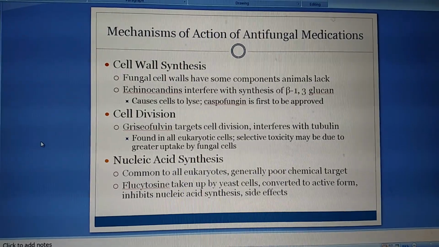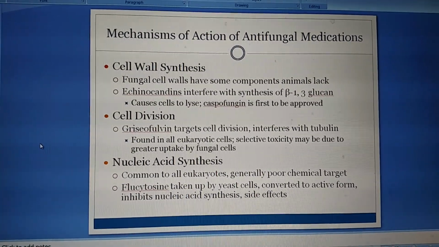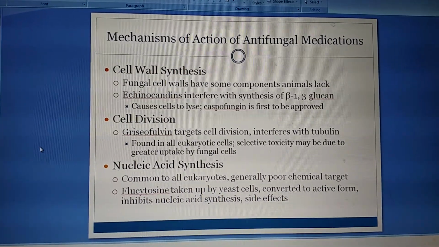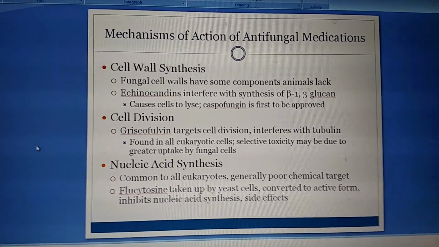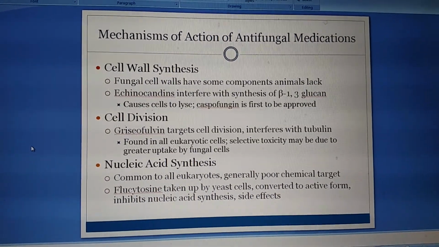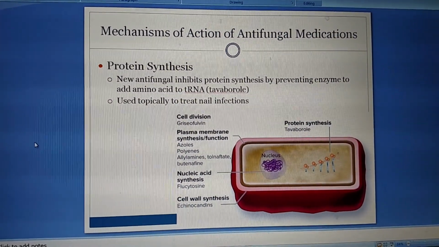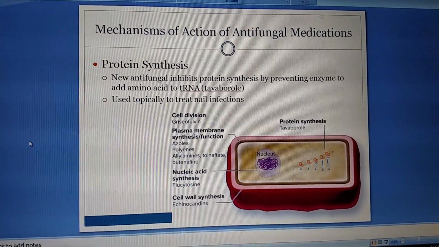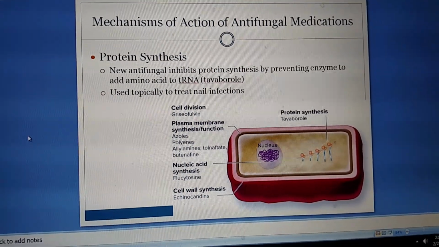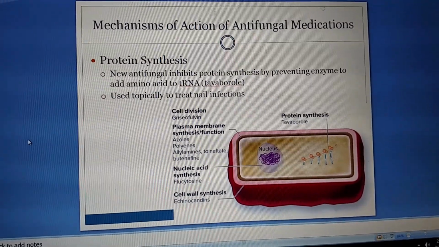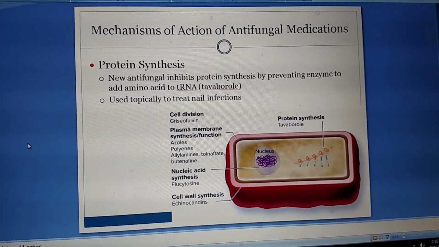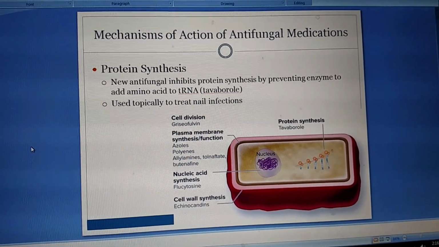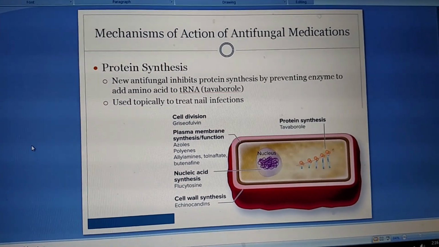You can also target nucleic acid synthesis, but as we've described, nucleic acid synthesis targeting, it's not good. It's a poor target in bacteria, it's a poor target in viruses, it's a poor target in fungi. You can also target protein synthesis. So you try to go after an enzyme that adds amino acids to tRNA. This is extremely toxic internally, but you can actually take it topically. So this is how we treat things like nail infections.